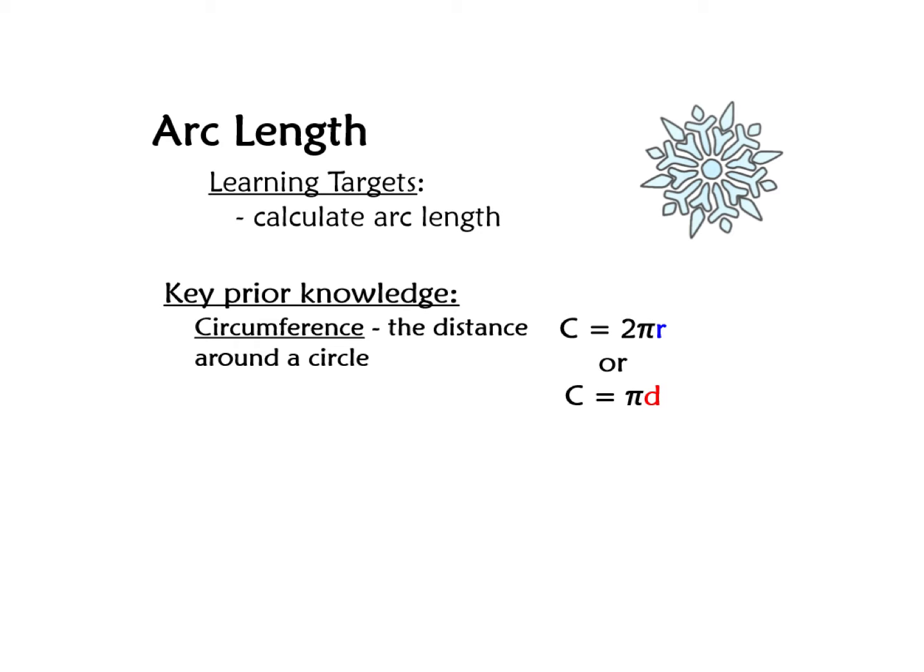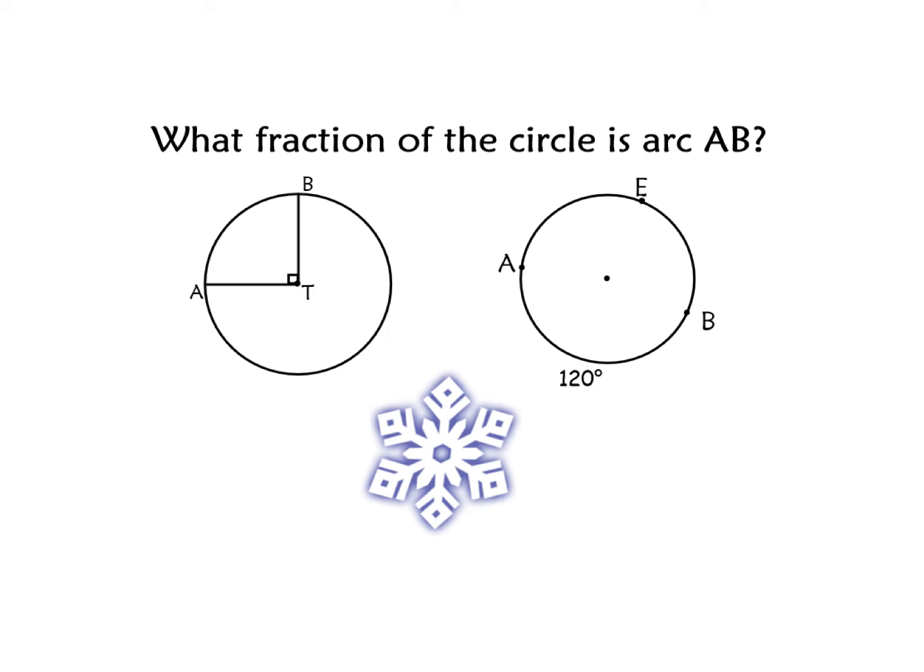Today we're going to talk about something called arc length. There are really two components, but one of the key features is circumference. Keep in mind, circumference is either 2 times pi times your radius or pi times diameter. The other key component that we're going to need is determining what fraction of a circle the arc represents.